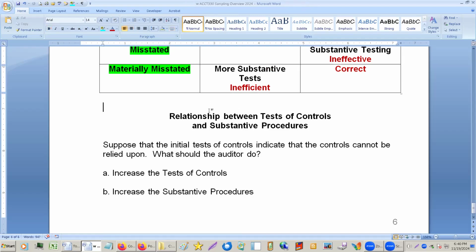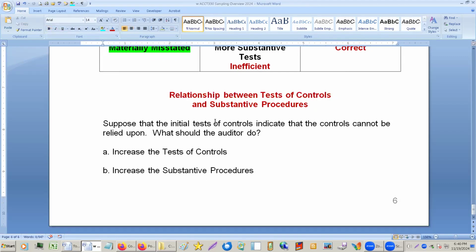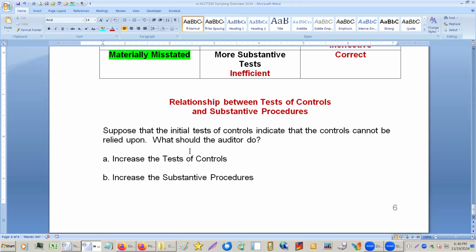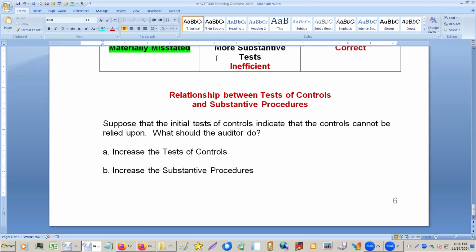Okay, relationship between testing controls and substantive tests. There's a relationship between those two. Suppose the initial test of controls indicates that the controls cannot be relied upon. What should the auditor do? Let's say you're testing internal controls and they're a mess. You can't rely on them. Are you going to do more tests of controls, or are you going to do more substantive testing?